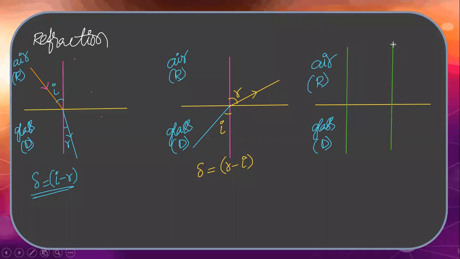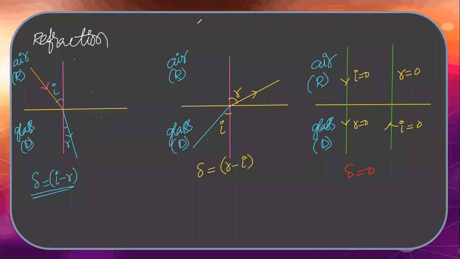In such a case, if the angle of incidence is equal to 0, then the angle of refraction also will be 0. Here it is traveling from denser to rarer. Angle of incidence is equal to 0, then angle of refraction also will be equal to 0. Then the deviation, delta, is equal to 0.